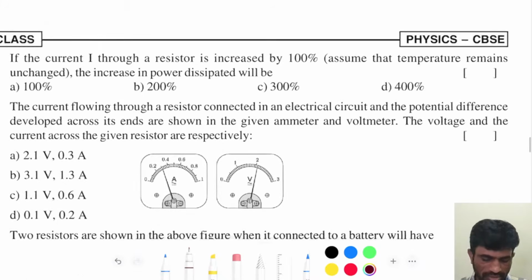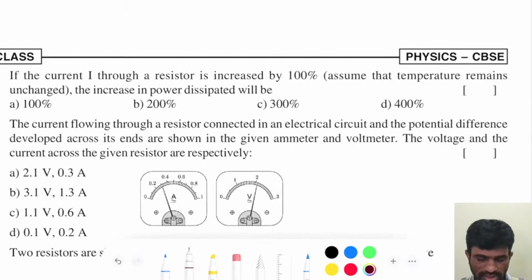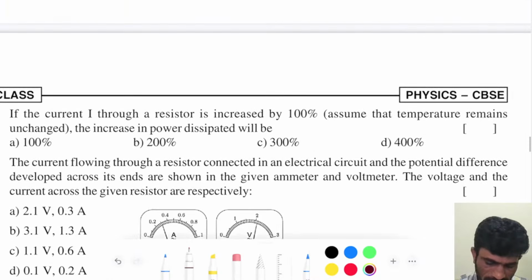Question number 11. If the current I through a resistance is increased by 100%, the increase in power dissipated will be what? When current is increased, how is power changed? We have to find out. Do you all remember the power formula? Power is equal to I square R.